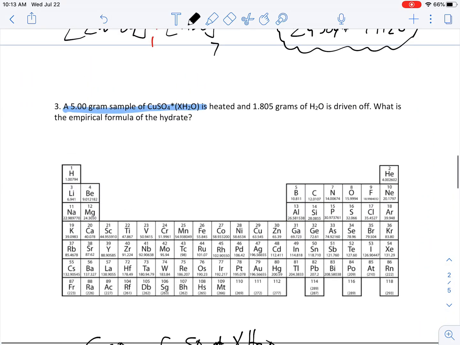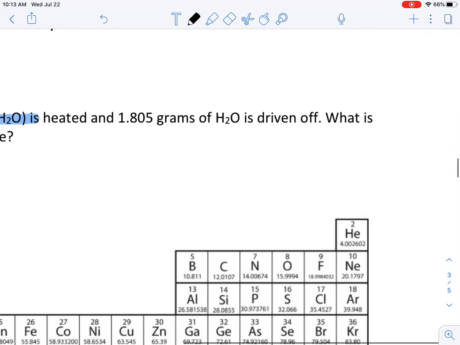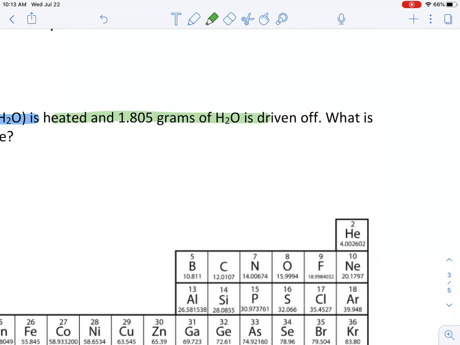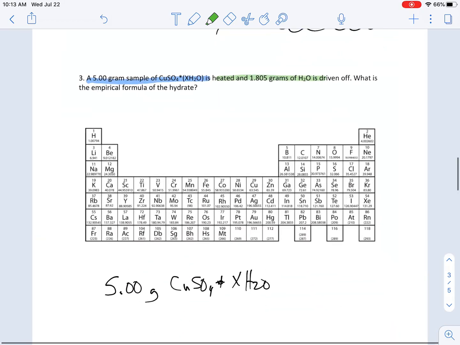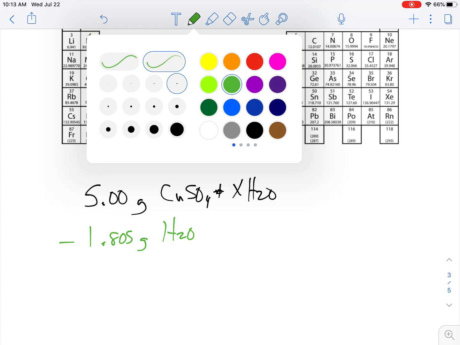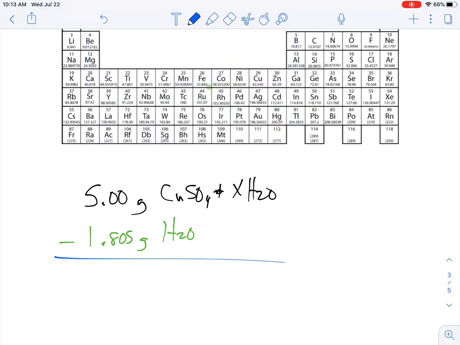Okay, now apparently what happens is I heat it, and by heating it, I am driving off 1.805 grams of water. All right, so I am going to lose then 1.805 grams of my water, which is then going to leave, if I subtract those two numbers, 3.195 grams of just CuSO4 as the anhydrous.